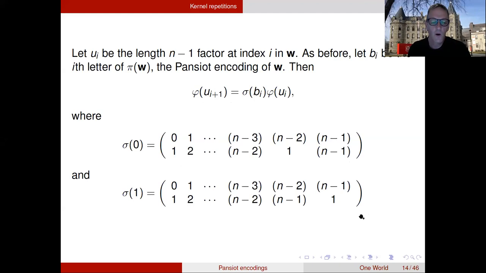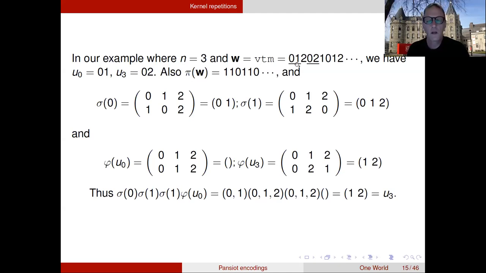Now, for me, it's a little bit hard to keep all of this in my head, so let me give you a concrete example of how this works. We will go back to the three-letter alphabet and VTM. So let me look at these two words in VTM.